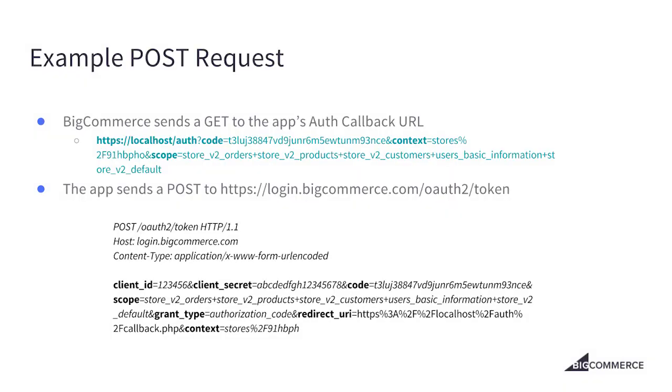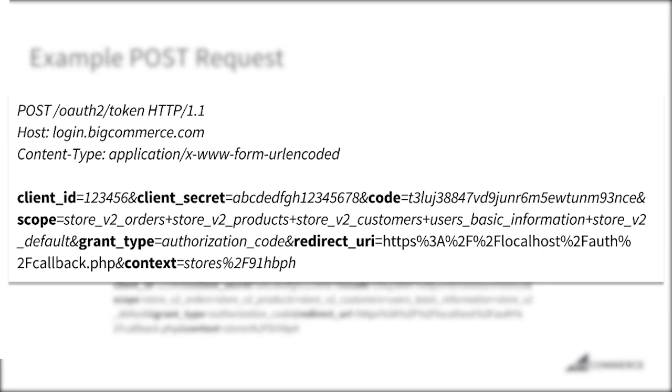Let's take a look at an example POST sent after receiving the previous example GET request at the Auth callback URL. We can see the host is login.bigcommerce.com and the relative path is /OAuth2/token. The content type header is present and uses the MIME type for URL encoded data as its value. In the body, I've used a made-up client ID and client secret. These should match the ID and secret provided when the app was registered.